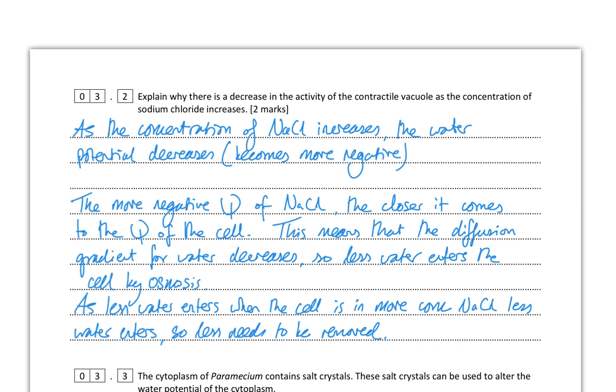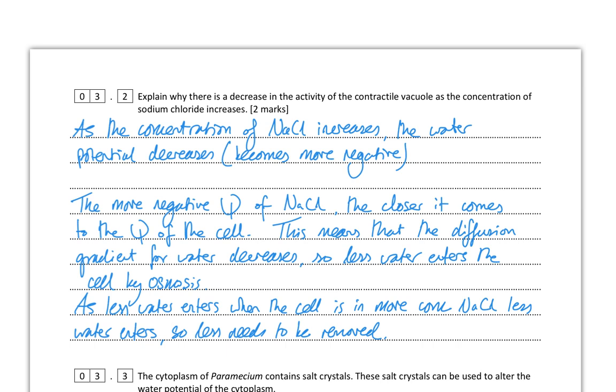Explain why there's a decrease in the activity of the contractile vacuole as concentration of sodium chloride increases. So yeah, I don't have to say why. Sorry, I do have to say why. I don't have to describe the data. It's quite boring, the data anyway, as it's all showing the same trend.